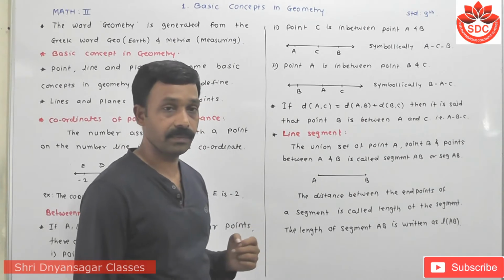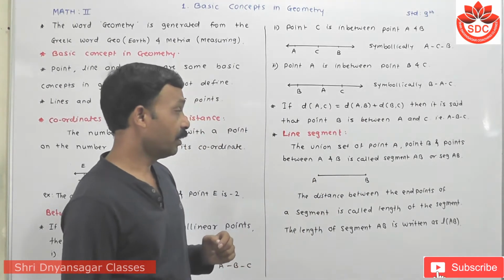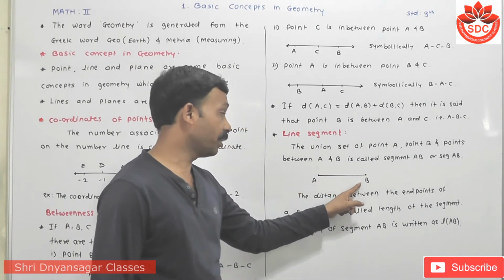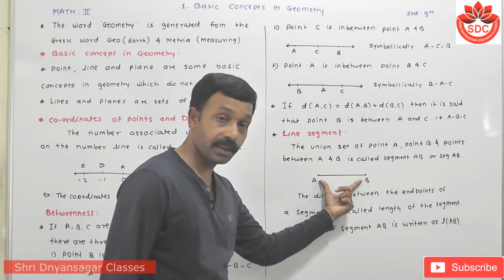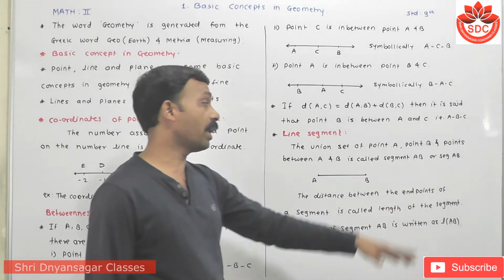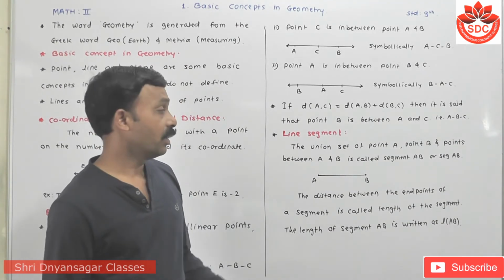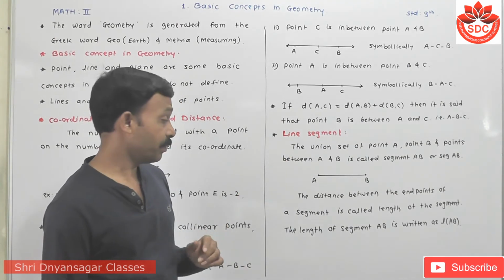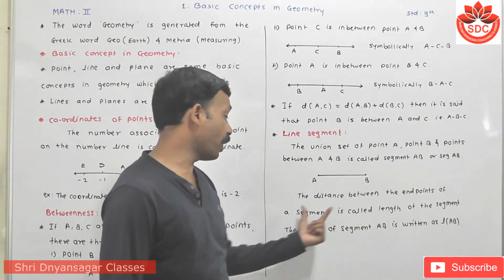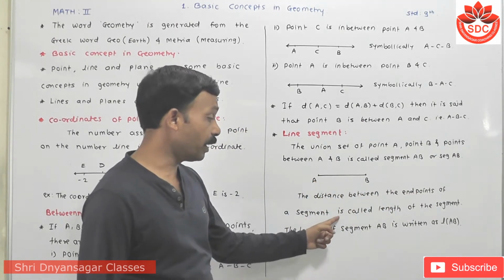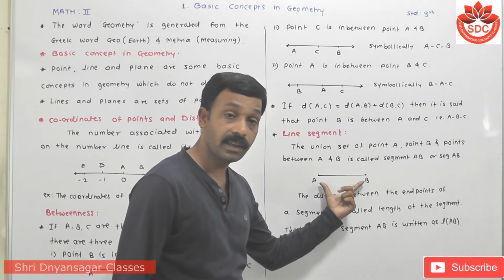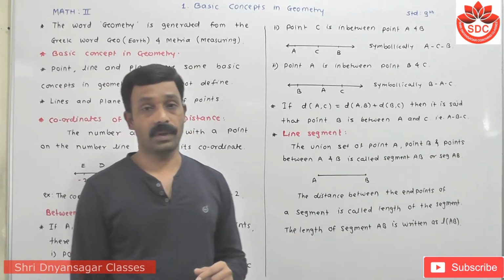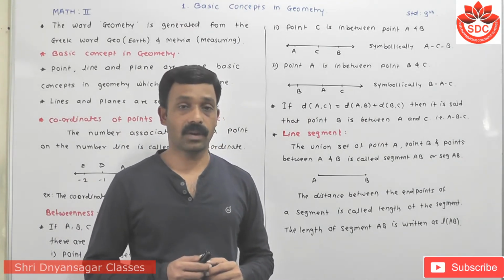Then line segment. Now this is the line segment AB. The union of the set of points A and B and the points between A and B is called the segment AB or set AB, or you can also write it as set BA. The distance between the end points of the segment is called the length of that segment. The length of the segment AB is written as l(AB). These are the basic concepts of geometry.